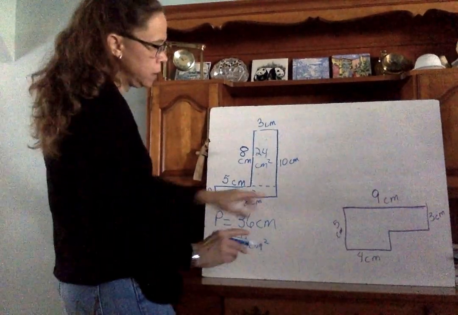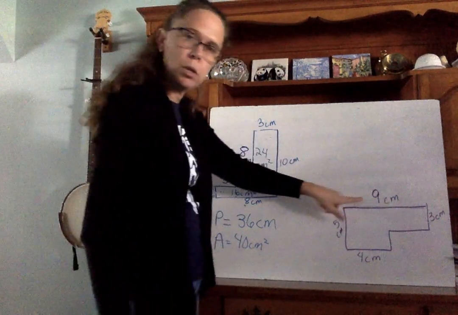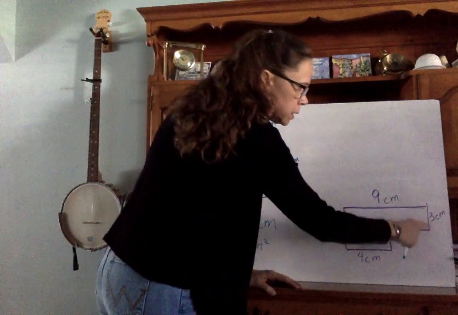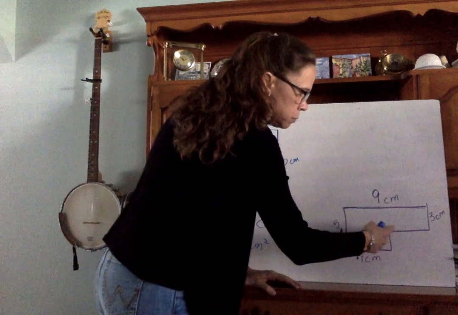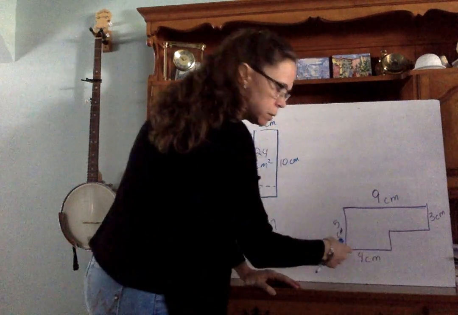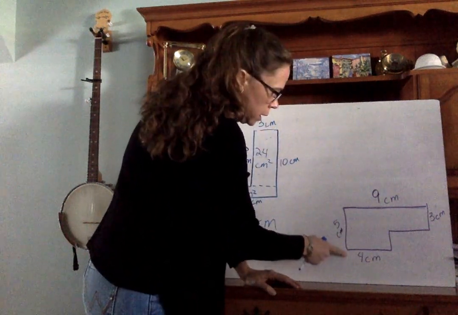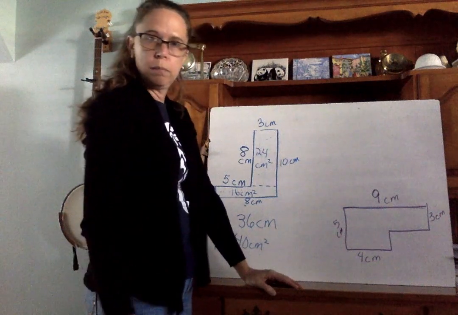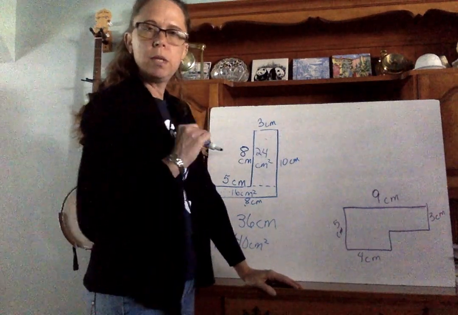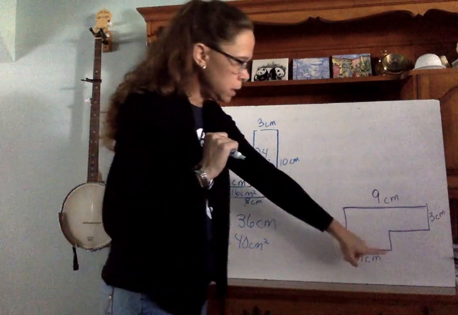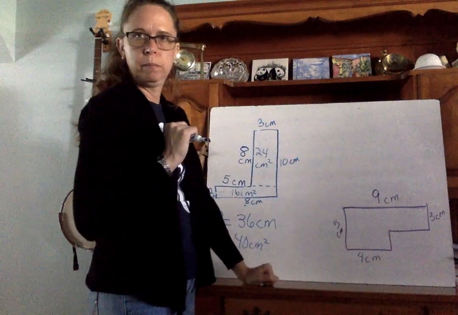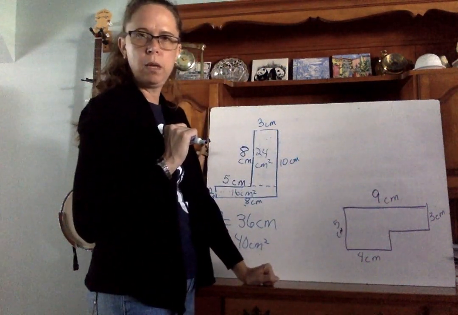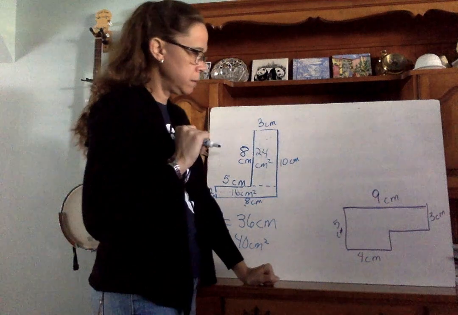Okay? So this top section measures 9 centimeters. This side measures 3 centimeters. This is missing. This is missing. This bottom measures 4 centimeters. And this side measures 5 centimeters. Okay? So I want you to see if you can find these missing lengths.